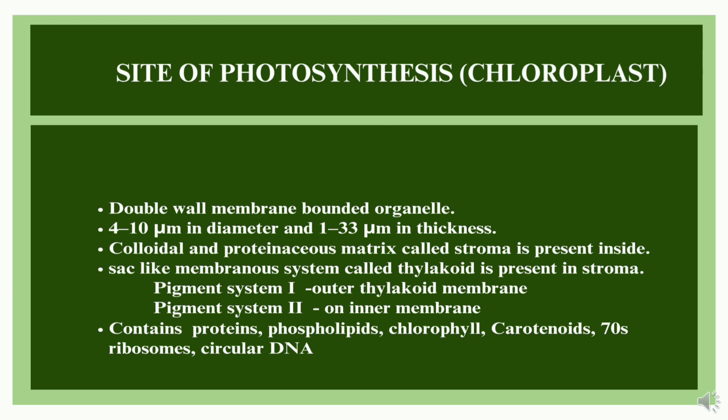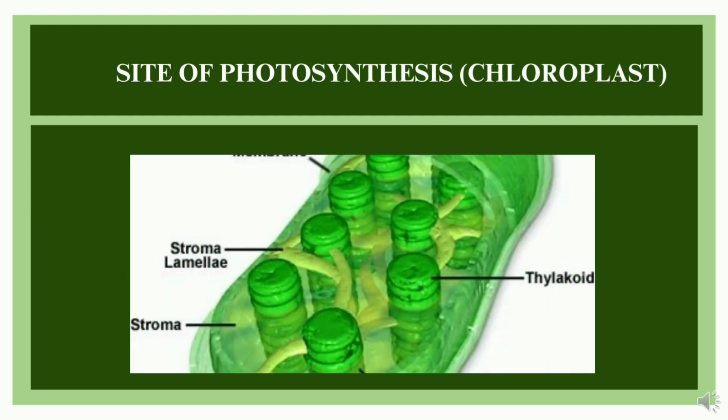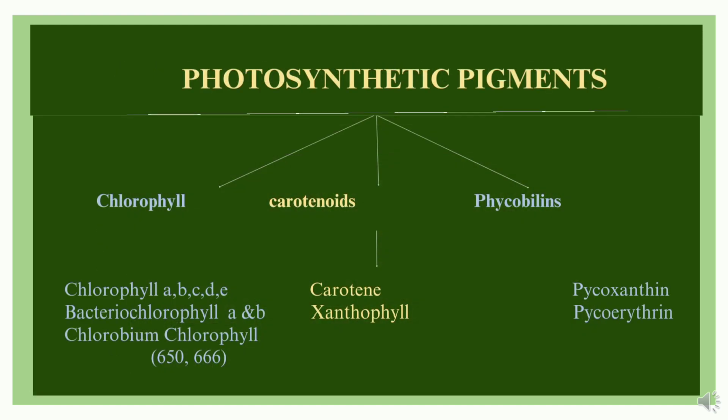Here pigment system 1 is present in the outer thylakoid membrane and pigment system 2 is present on the inner membrane. The chloroplast contains proteins, phospholipids, chlorophyll, carotenoids, ribosomes and circular DNA. Photosynthetic pigment series, chlorophyll, carotenoids and phycobilins, are present inside the chloroplast and are responsible for the photosynthetic reaction.